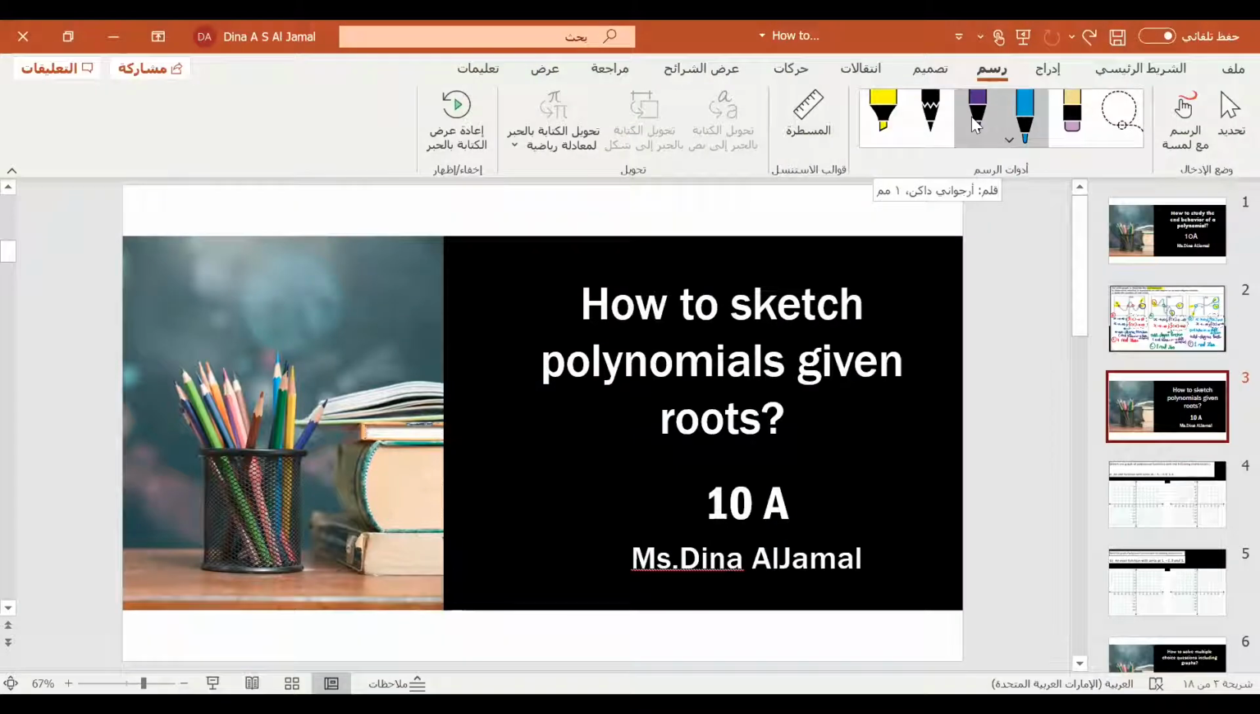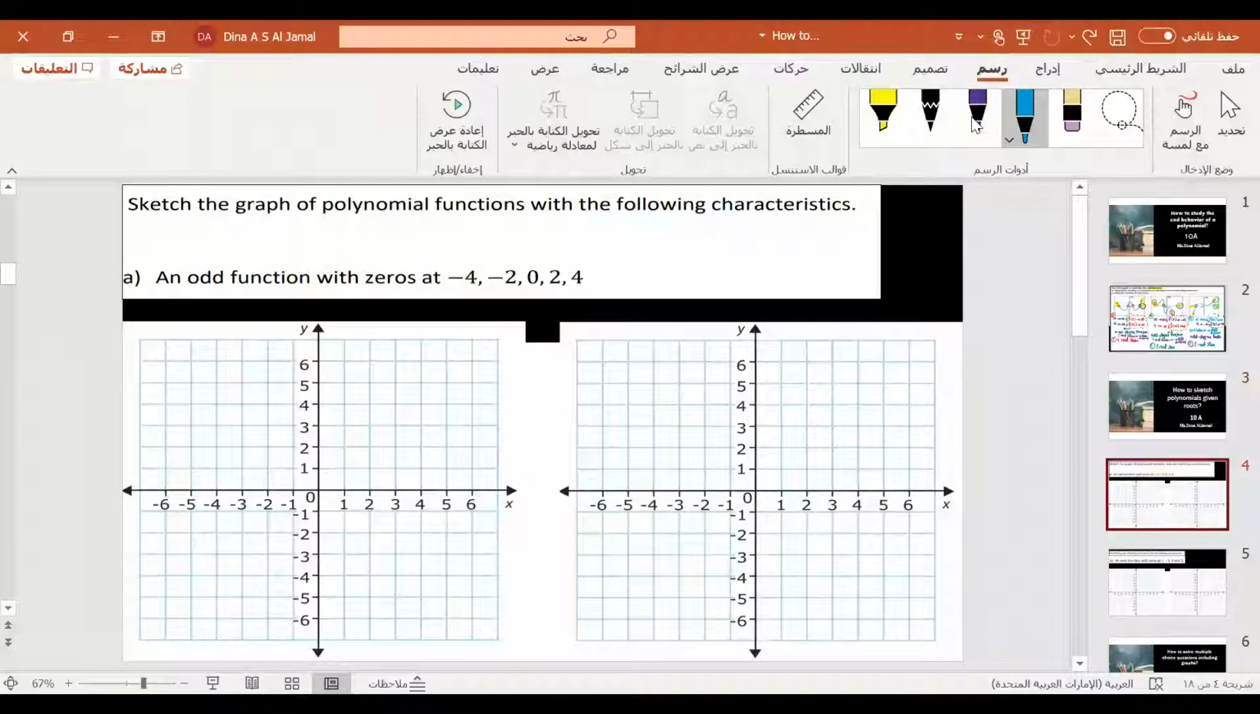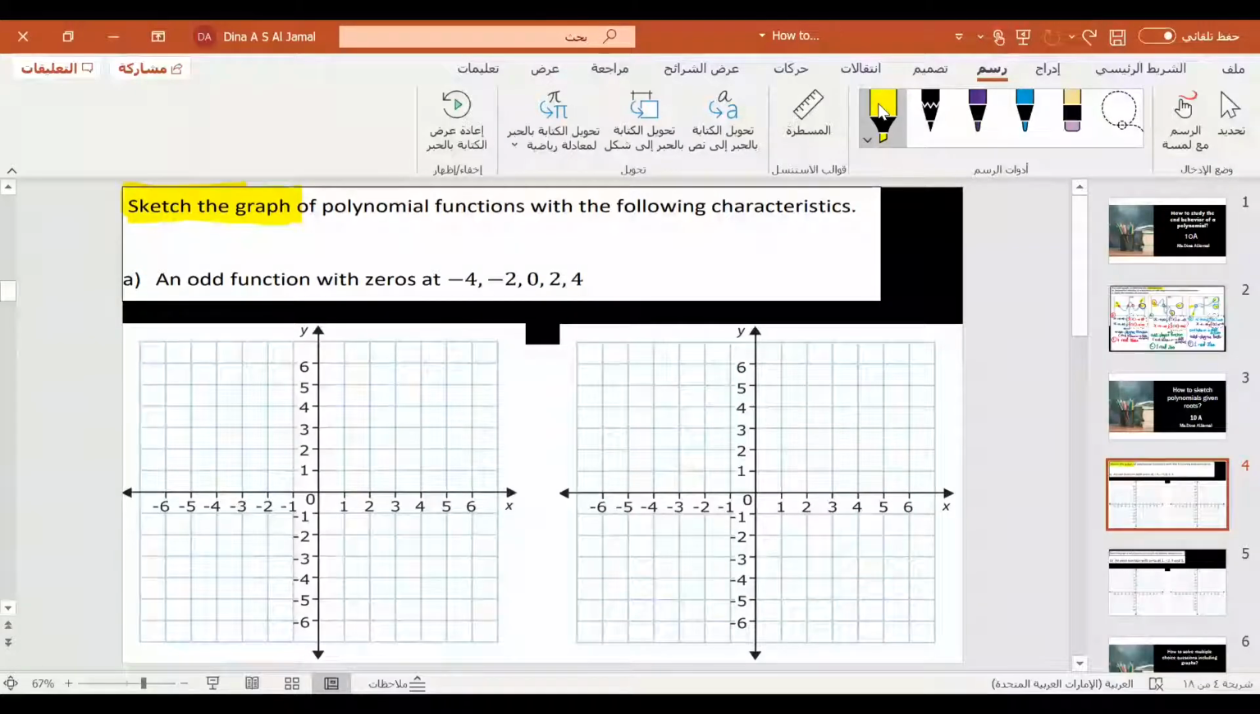So how to sketch polynomials given roots. Pay attention to the word sketch. It's not an accurate graph. It's only a sketch given the roots. So whenever you have a question, or even if you would like to make a sketch, for example in the multiple choice questions.